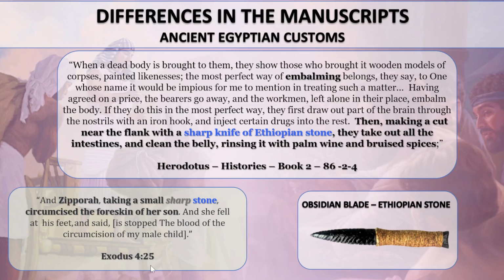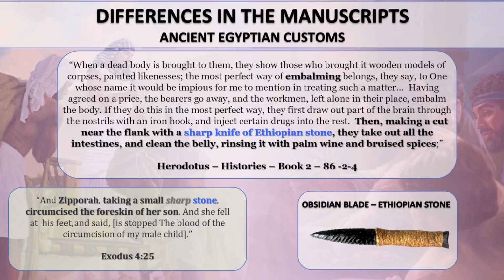And when we come to the book of Exodus, Zipporah, the wife of Moses, she was a Midianite. She wasn't an Israelite. So Moses' children were not born of an Israelite woman. Zipporah, taking a small sharp stone, circumcised the foreskin of her sons. And I used to go, that's not possible. You can't circumcise someone with a stone.